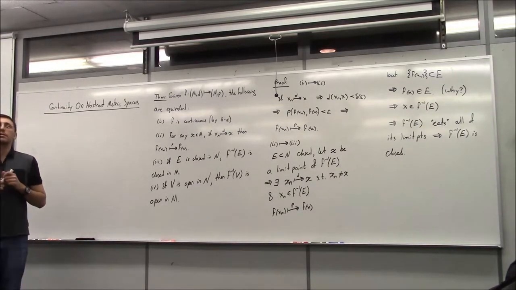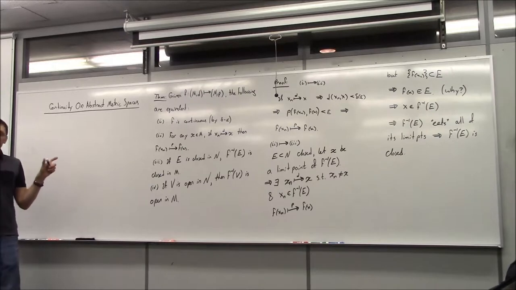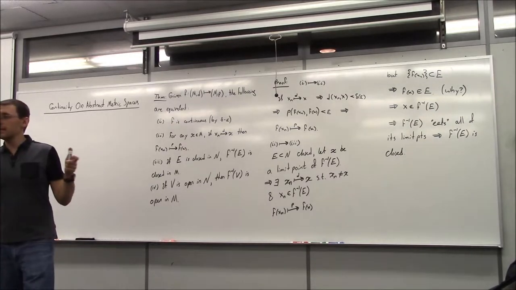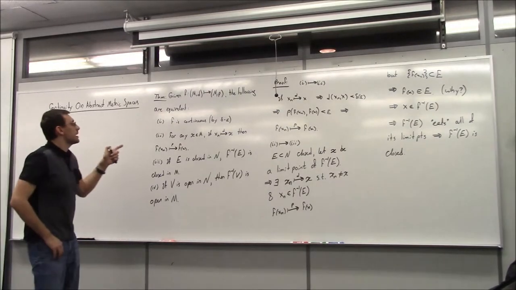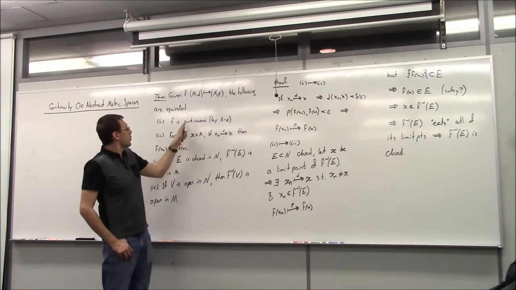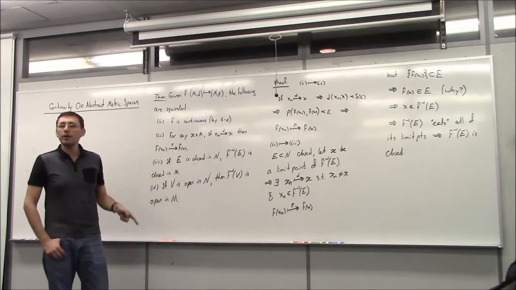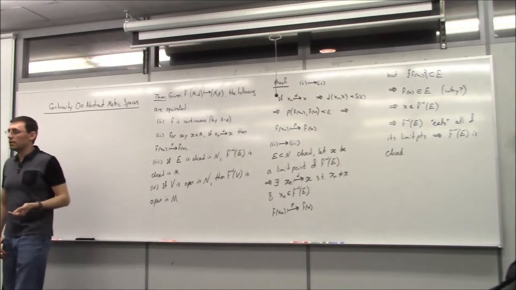I don't know how it's obtained. What I'm saying is we have two metric spaces. One is M, one is N. And if I just somehow know one of those conditions, 1 through 4, I know the function is continuous. Okay?